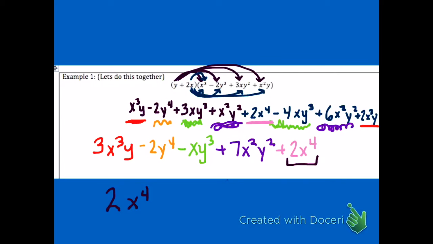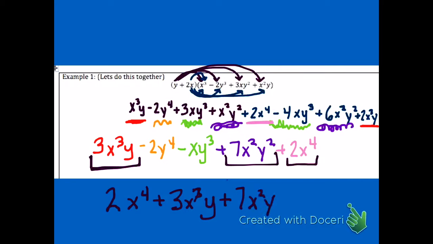Then I look for the next, and that would be with x to the third, so plus 3x to the third y. And then I have x squared, which would be the next one, so that's plus 7x squared y squared. And then we have plain x, so that's negative xy to the third. And then my last term here is negative 2y to the fourth. So that's just rearranging into descending order.